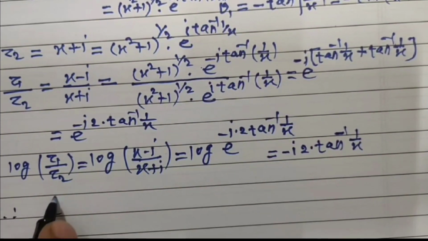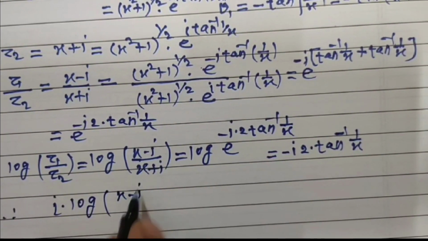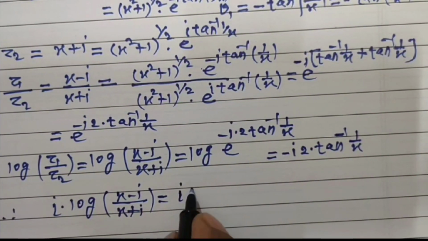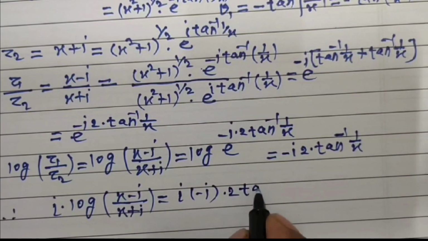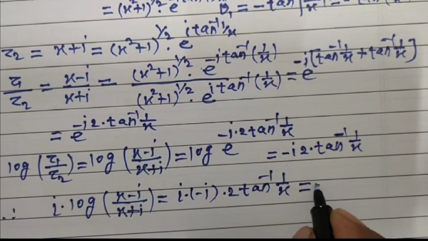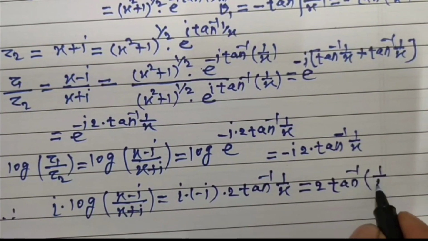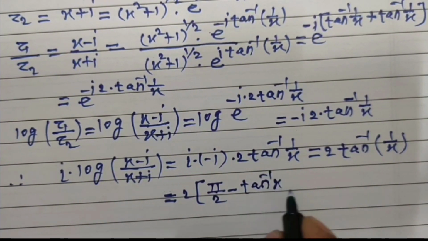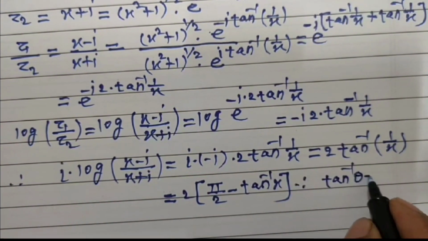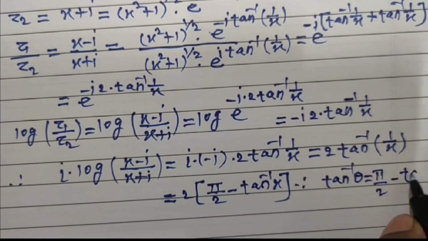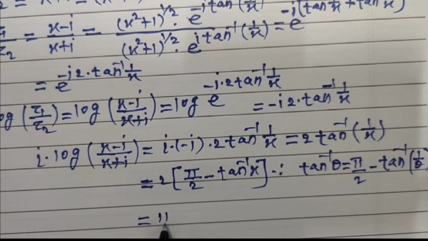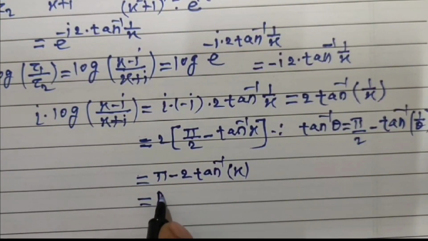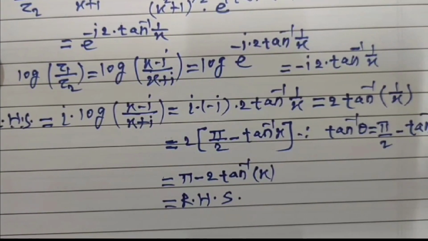Hence we can write, multiplying both sides by i, i into logarithm of (x minus i) divided by (x plus i) is equal to i into minus i into 2 times tan inverse 1 upon x. So this can be written as 2 times tan inverse 1 upon x. This is equal to 2 times (pi by 2 minus tan inverse x), because you know tan inverse theta is equal to pi by 2 minus tan inverse 1 upon theta. So this can be written as pi minus 2 times tan inverse x, and this is equal to the right hand side of the statement which we are going to prove. We proved LHS is equal to RHS.